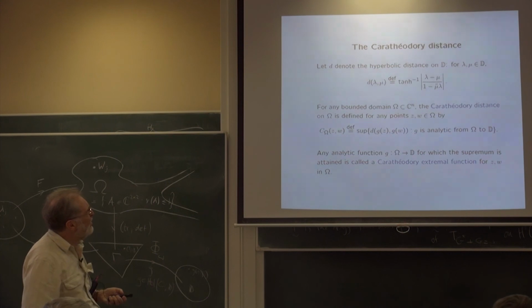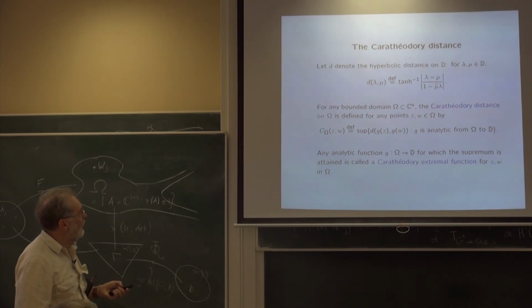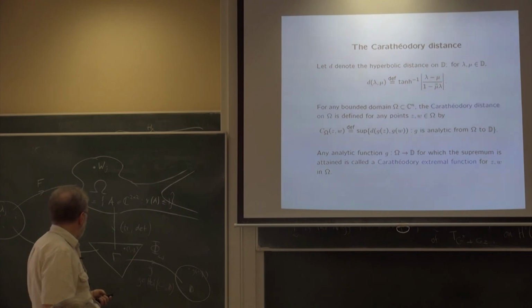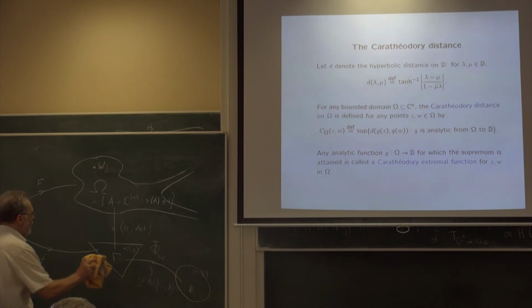This relates, as I said, to the Carathéodory distance and the Kobayashi distance. So if d is the hyperbolic distance, the pseudo-hyperbolic distance on the disk, then you define for any bounded domain omega the Carathéodory distance like that. You take all possible analytic maps from omega into the disk. So I guess that's fairly self-explanatory, but I always like to draw pictures.